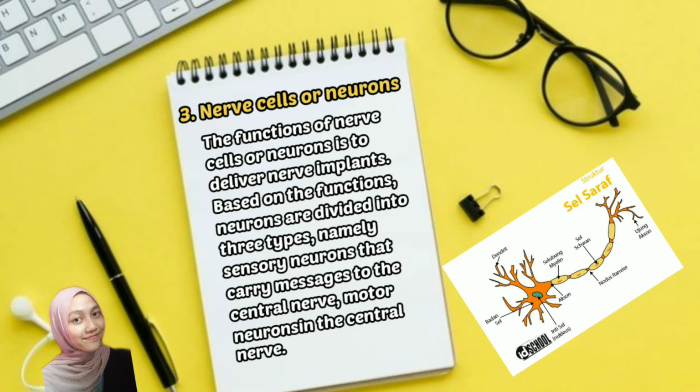Nerve cell or neuron. The function of a nerve cell or neuron is to deliver nerve impulses. Based on the function, neurons are divided into three types, namely sensory neurons that carry messages to the central nerve, motor neurons, and interneurons in the central nerve.